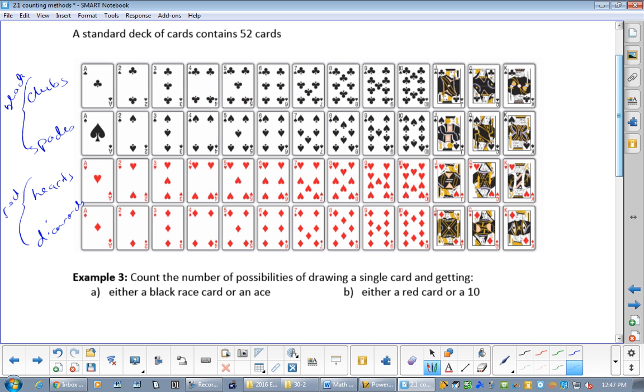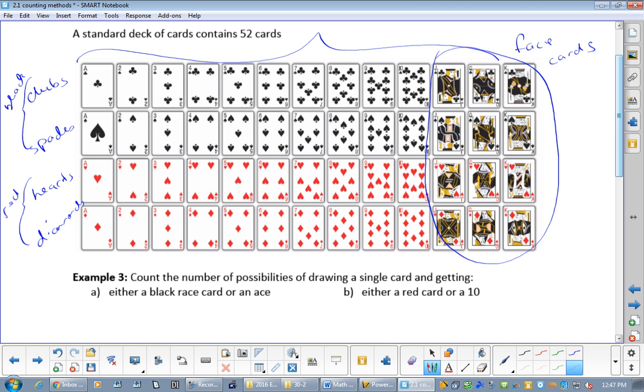These right here are called face cards. So you need to know that face cards are your jack, queen, and king. They're the royal family because they all have faces on them. That's where they get their names from. Will you get this picture every time? No, you'll never get it. So you need to know how many of each suit there are. 13. Remember there's 13 of each.